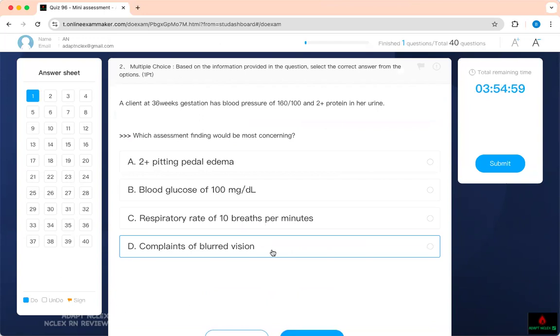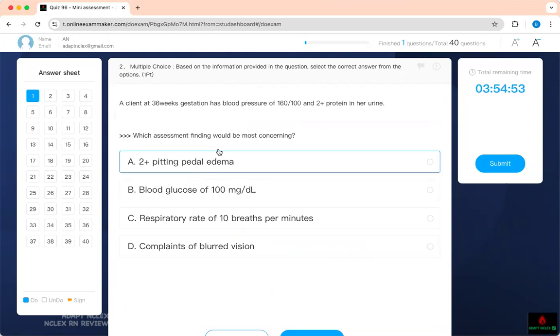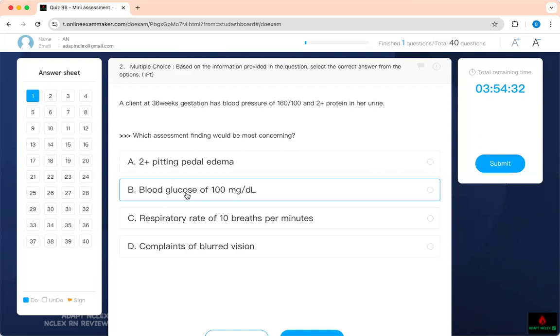Same thing. Which assessment finding will be most concerning? Which one do you think is concerning? You have to be sharp. A client is at 36 weeks gestation, has a blood pressure of 160 over 100 and 2 plus proteinuria. That's like preeclampsia. It looks like it's getting to severe preeclampsia. Therefore, which assessment finding is concerning? Plus 2 pedal edema is not concerning. It's the leg edema. Blood glucose of 100 is not concerning.